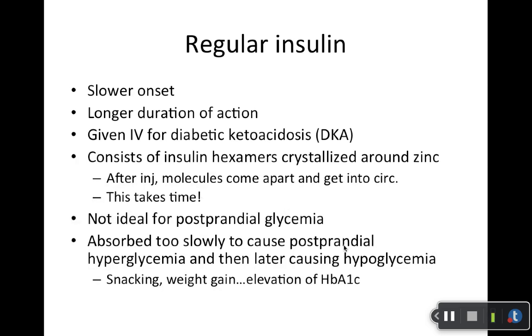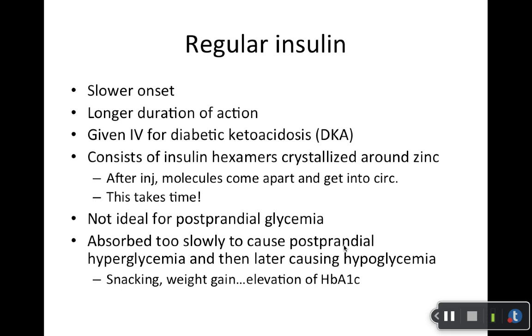Then you can actually end up getting postprandial hyperglycemia, because it's not timed properly for the meal. So you eat the meal, you get hyperglycemia, and then the insulin kicks in too late. It's sort of an overshoot, and then it actually causes hypoglycemia. When the patient goes hypoglycemic, it can cause snacking, weight gain, and elevation of the hemoglobin A1C. So that's where the rapid acting is going to be preferred, given before meals.